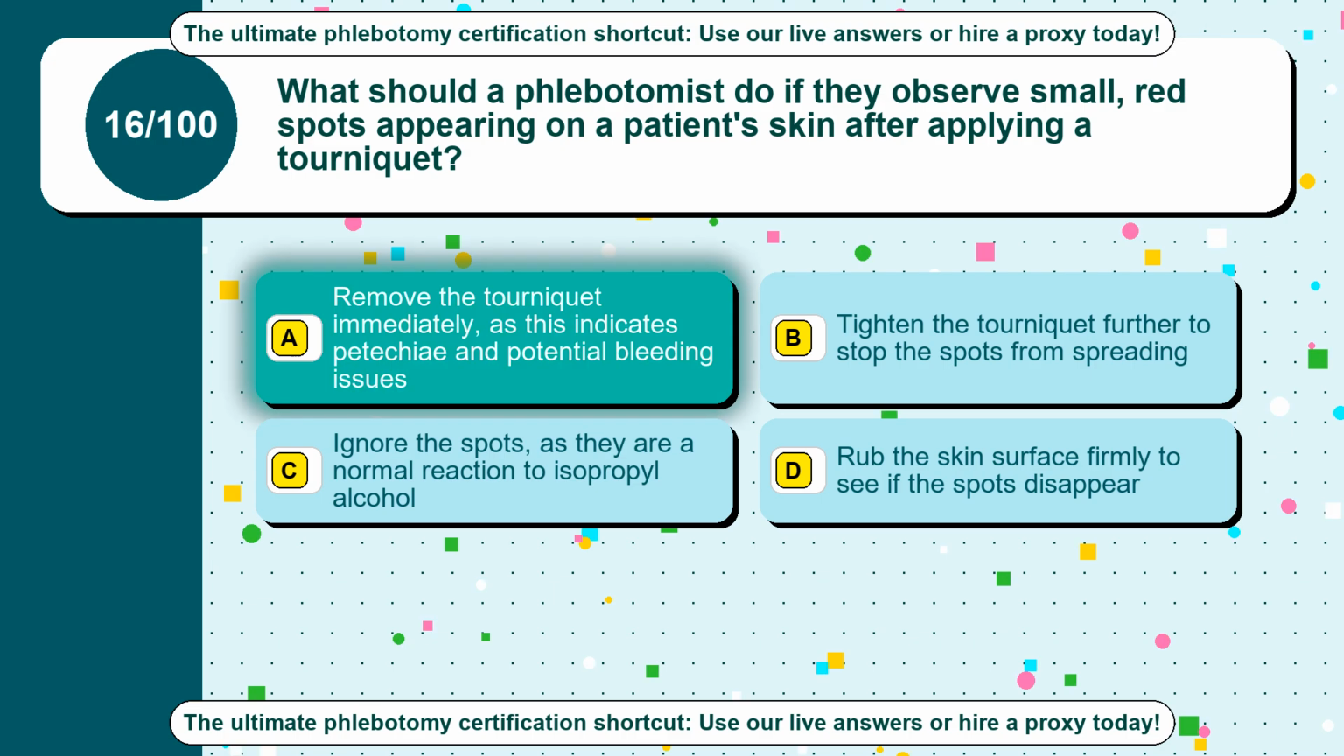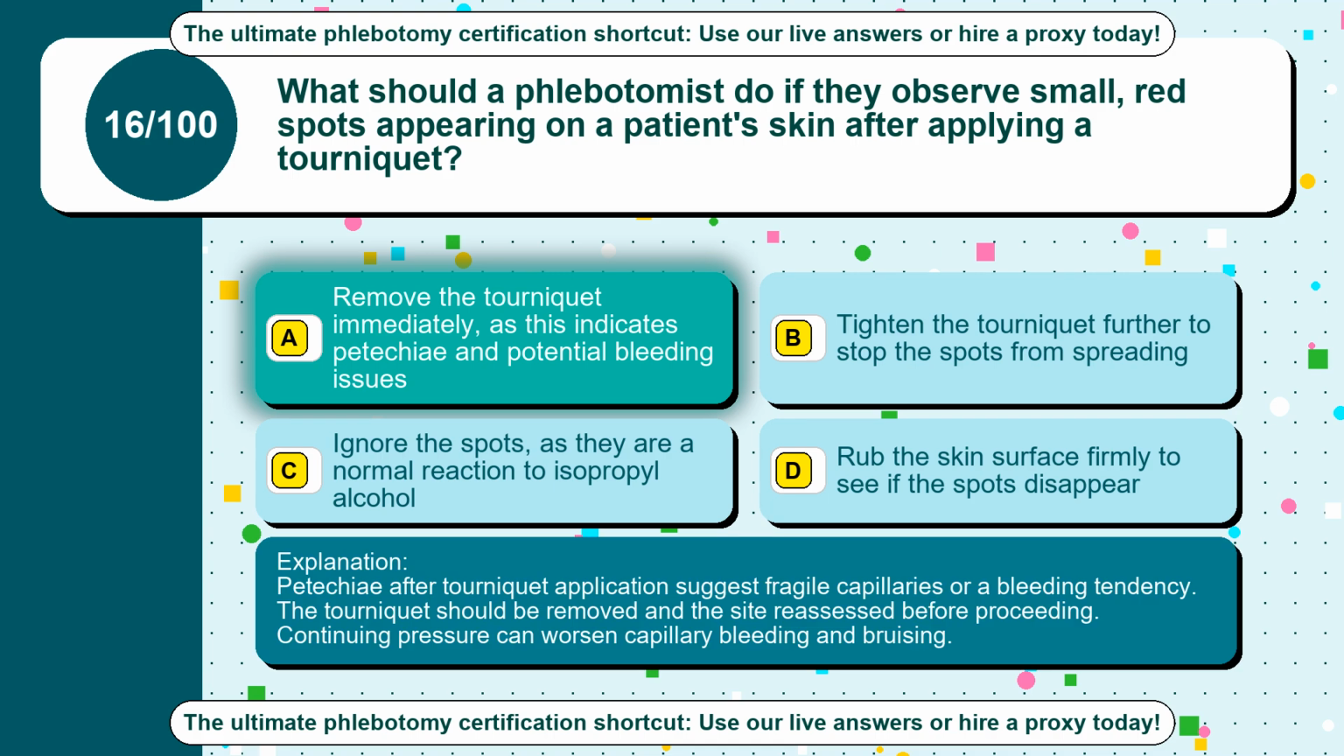Remove the tourniquet immediately, as this indicates petechiae and potential bleeding issues. Petechiae after tourniquet application suggest fragile capillaries or a bleeding tendency. The tourniquet should be removed and the site reassessed before proceeding. Continuing pressure can worsen capillary bleeding and bruising.